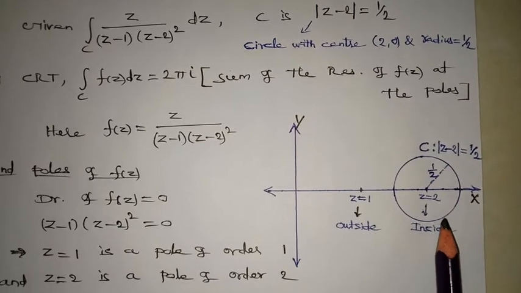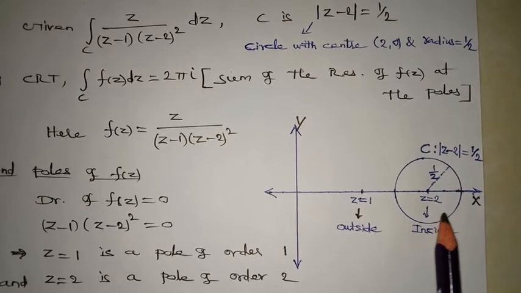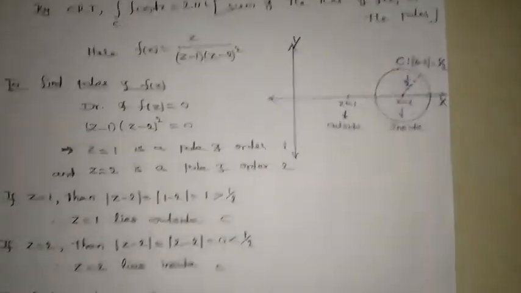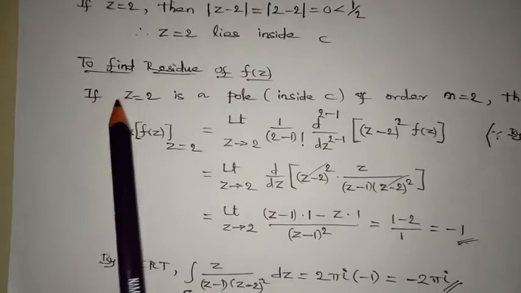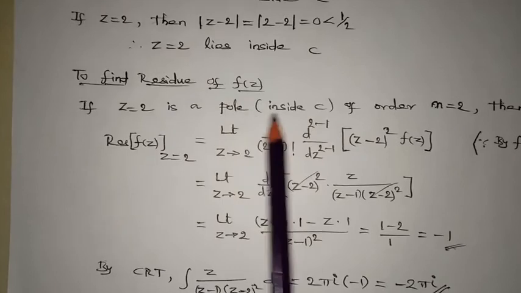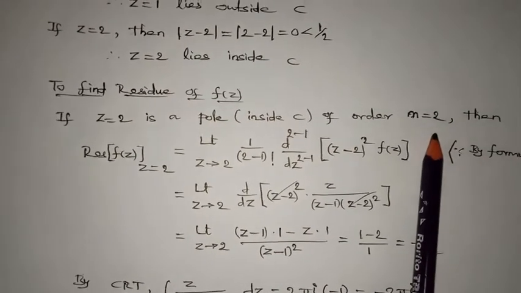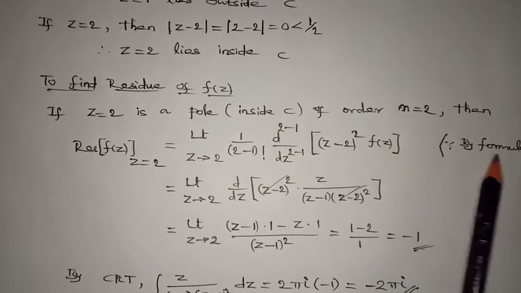But the third case formula we'll use very rarely. I'll explain where we'll apply that. Now here z equal to 2 is a pole of order 2. So I'm going to use the formula for a pole of order 2, where the M value is 2. That formula we already know.